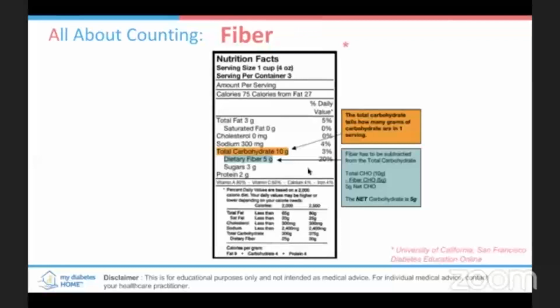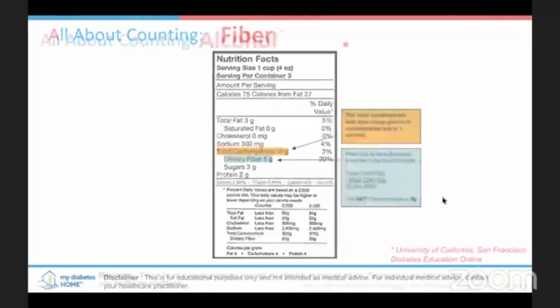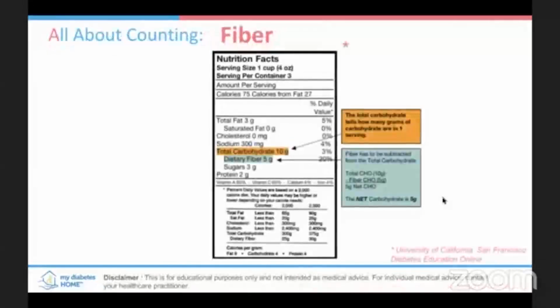So let's look at this nutrition label. It has 10 grams of carbohydrates total. Out of this, 5 grams is dietary fiber. So then your net carbohydrate is only 5 grams. All right. Reading labels is important. And these are the new labels where this is how the information is presented. So please look at the label for sure.